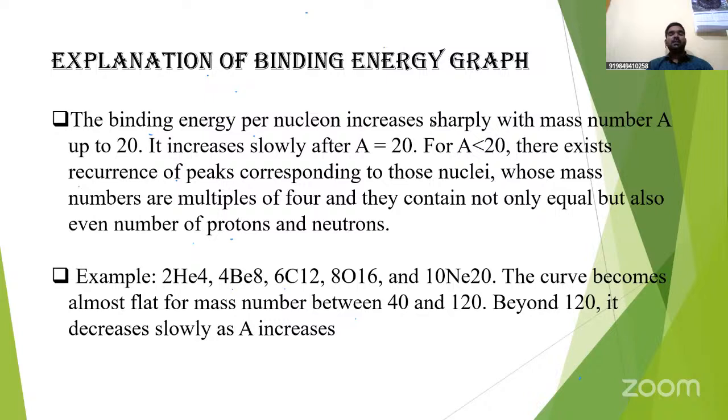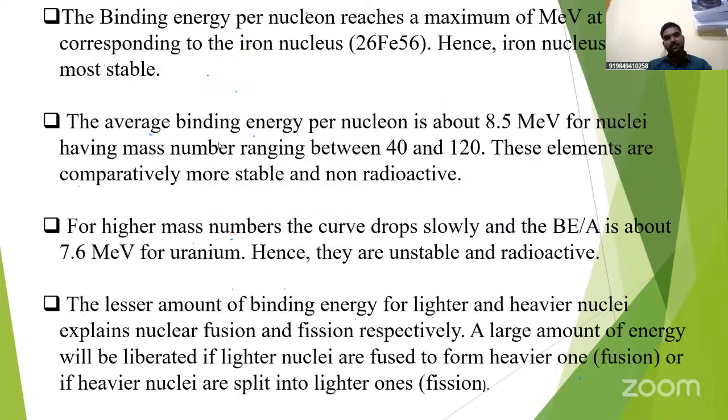So binding energy per nucleon increases sharply with mass number A up to 20, decreases slowly after 20, and decreases slowly after 56. Helium and these are the examples we are seeing. Around mass number 20, the binding energy per nucleon is 8.5 mega electron volts. For uranium, it is 7.6 mega electron volts. As the size of the nucleus increases, the binding energy decreases.